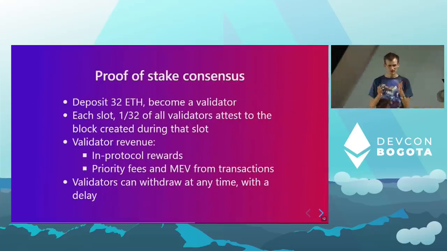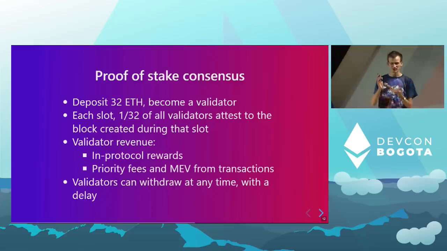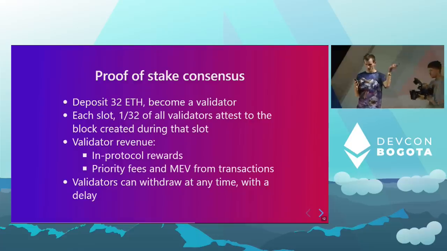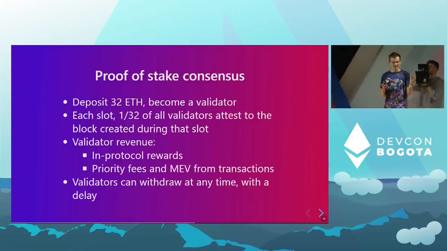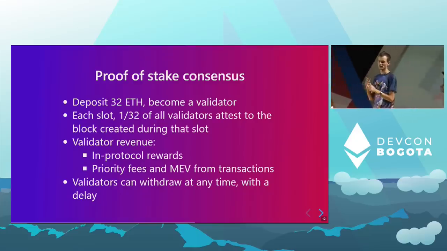So proof-of-stake consensus, right? The thing that actually keeps the whole thing safe. We talked about blocks, we talked about attestations. Who gets to produce these blocks and attestations? Anyone can if they deposit 32 ETH and become a validator. And if you have less than 32 ETH, you can join the system through stake pools, like Rocket Pool, Lido, and a bunch of other pools. So deposit 32 ETH, become a validator, and in each slot, 12 seconds, 1/32 of all validators attest to the block that was created during that slot.